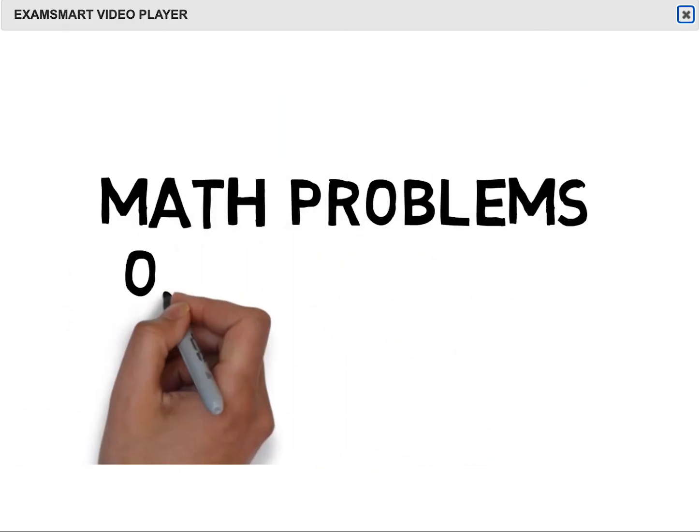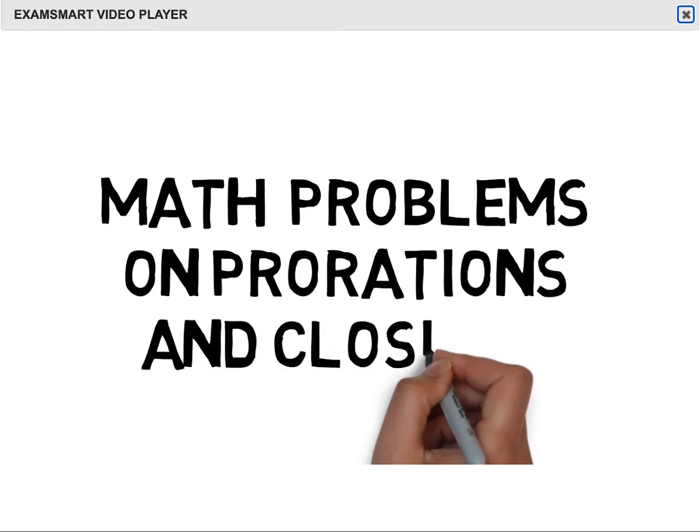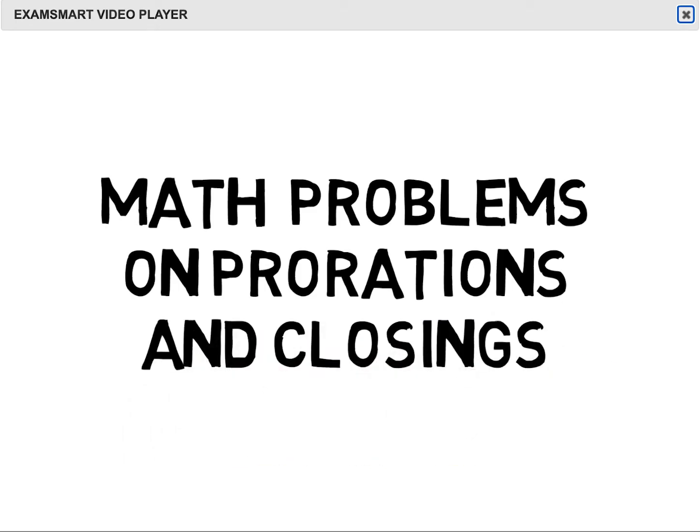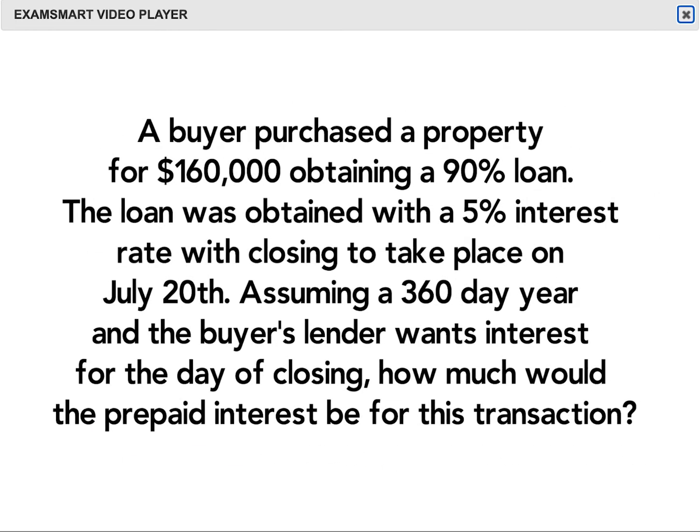Let's discuss a few more math problems on prorations and closings. Let's say a problem says that a buyer purchased a property for $160,000, obtaining a 90% loan. The loan was obtained with a 5% interest rate, with closing to take place on July the 20th. Assuming a 360-day year, and the buyer's lender wants interest for the day of closing, which is typical, how much would the prepaid interest be for this transaction?